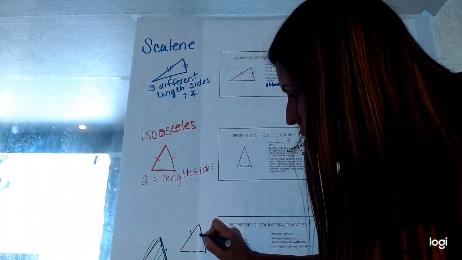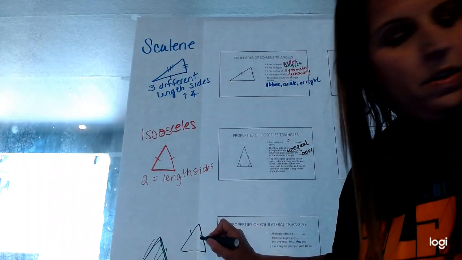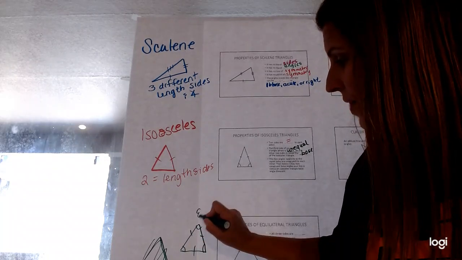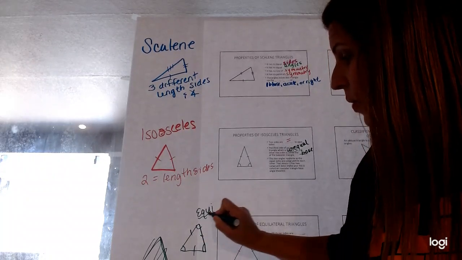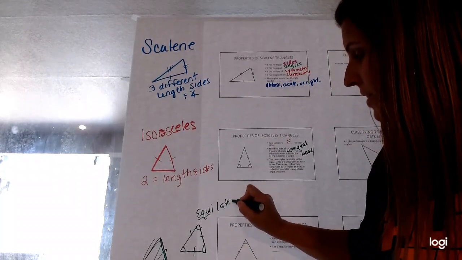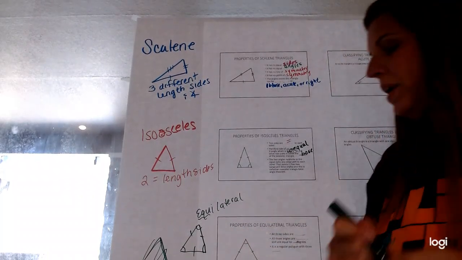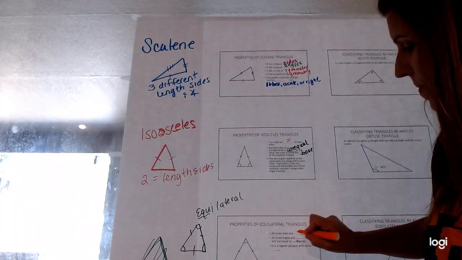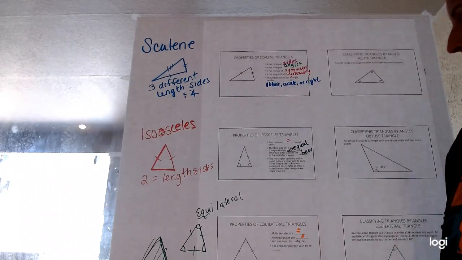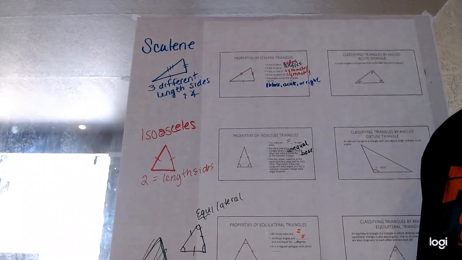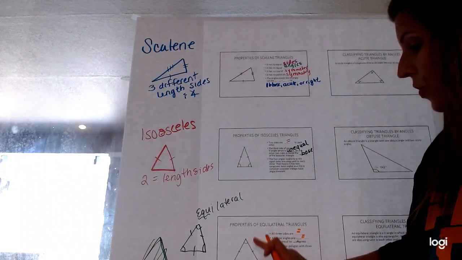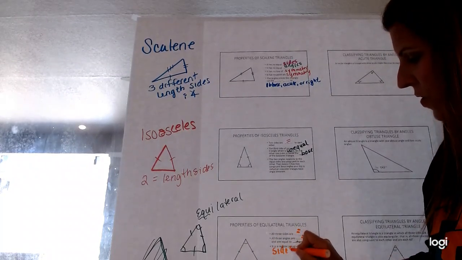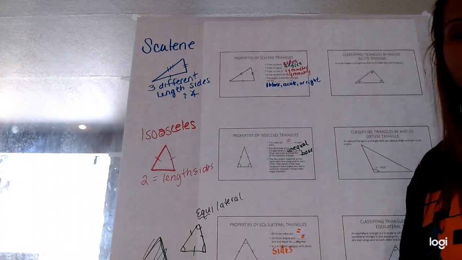Okay, all three sides are equal, and all three angles are equal. And this is called equilateral. Equa means equal. So that's an equilateral triangle. So in an equilateral triangle, all three sides are equal, and all your angles are equal. And it is a regular polygon with three what? Sides. So that's an equilateral triangle.